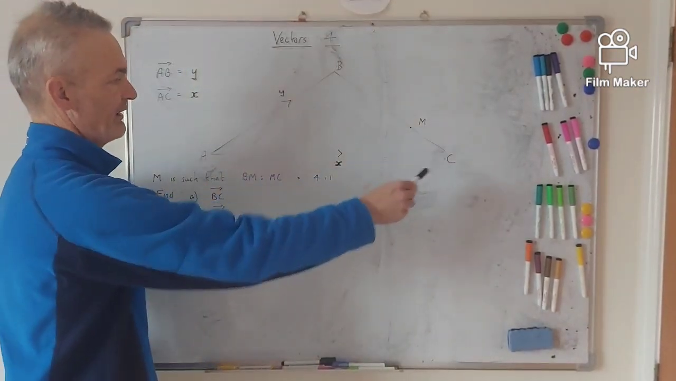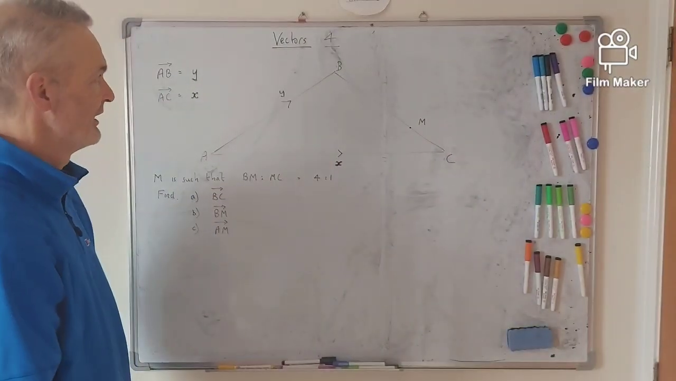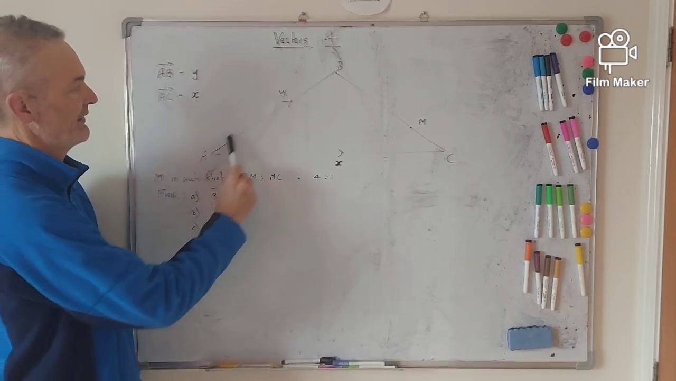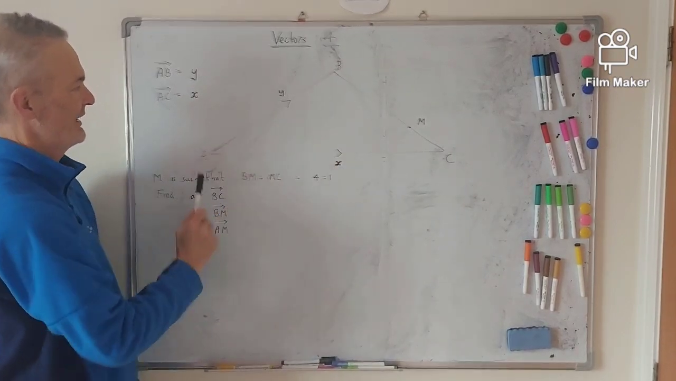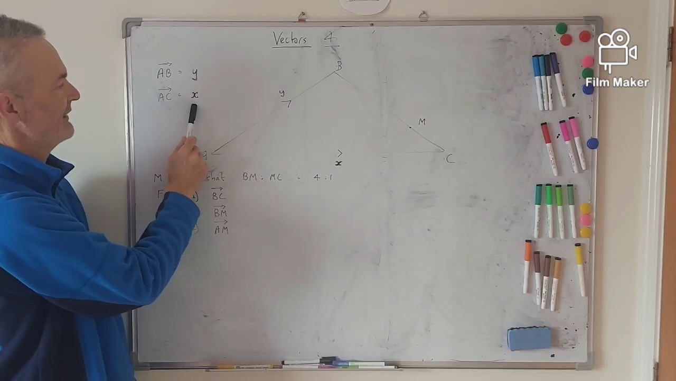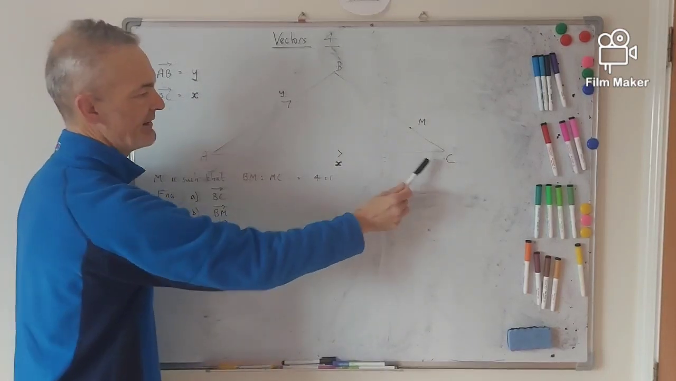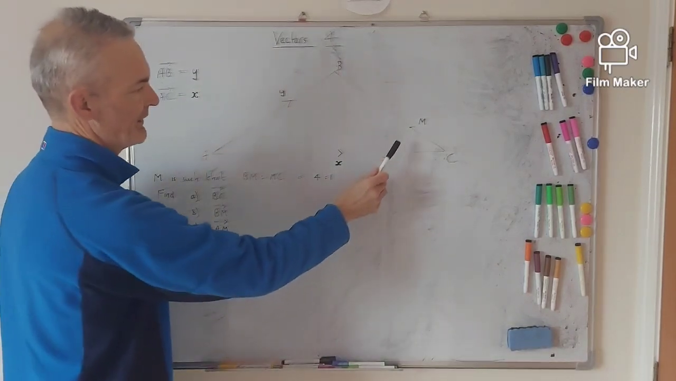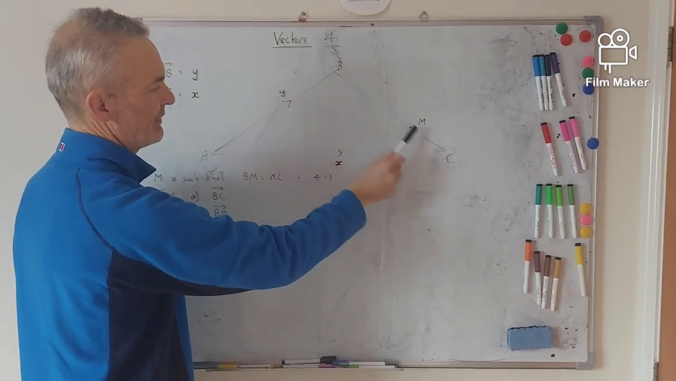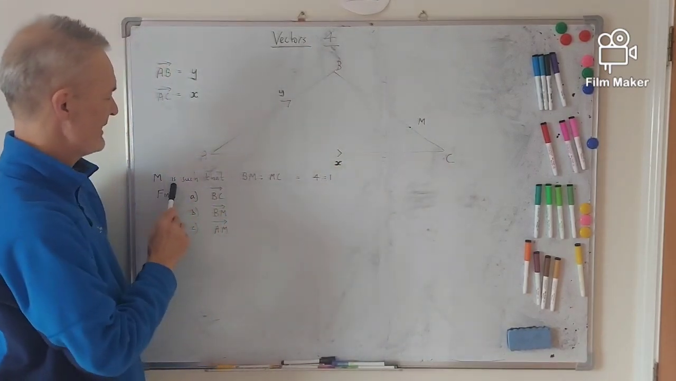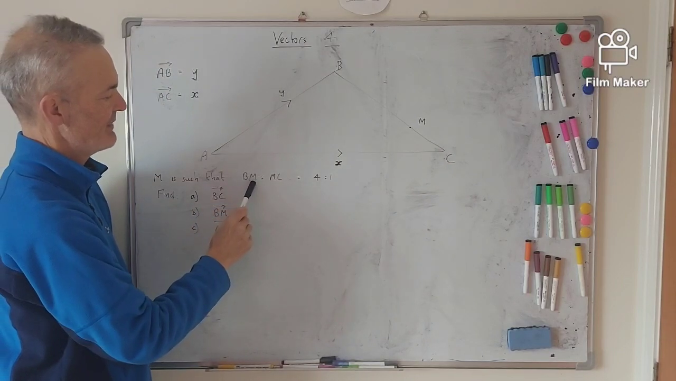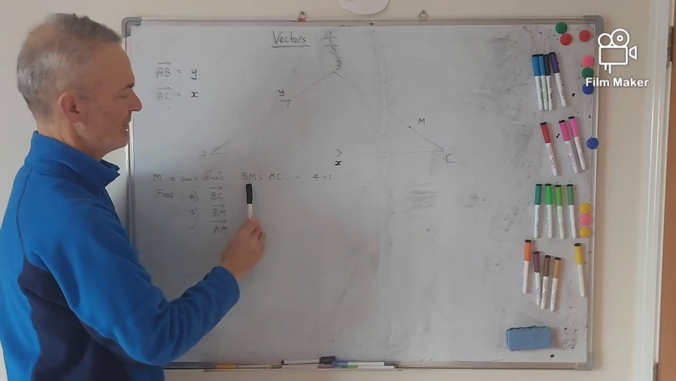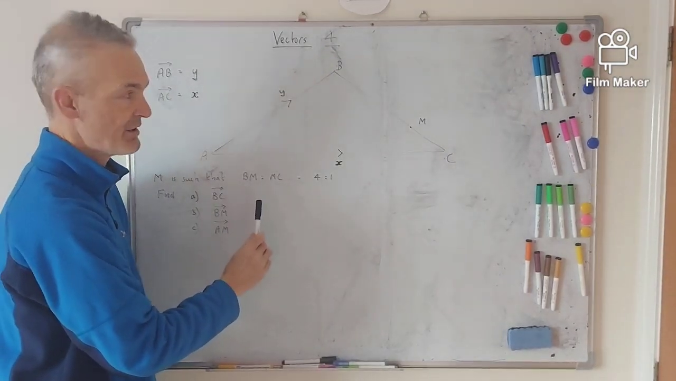So we've got our shape, a triangle this time, and we are told the vector AB is y. So that vector there is y. Vector AC is x. So that vector there is x. And we are given some information about a point called M between B and C, and it says M is such that BM to MC equals 4 to 1. So this is being expressed as a ratio.